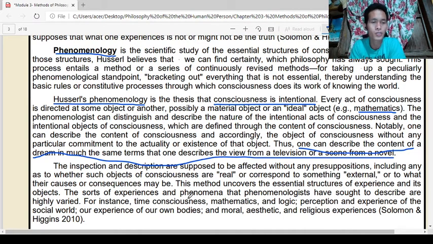Because Edmund Husserl believed that consciousness is intentional. Every act of consciousness is directed to some object, right? Intentional object. Phenomenologists can distinguish and describe the nature of intentional acts of consciousness and the intentional objects of consciousness.